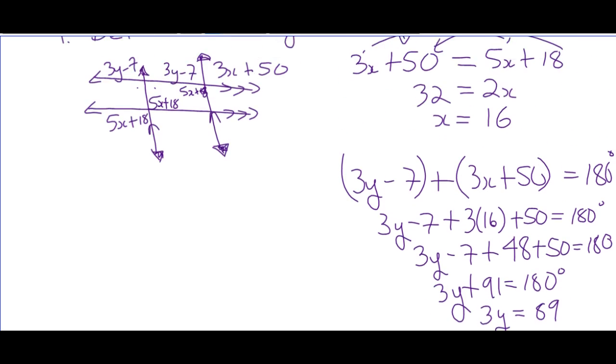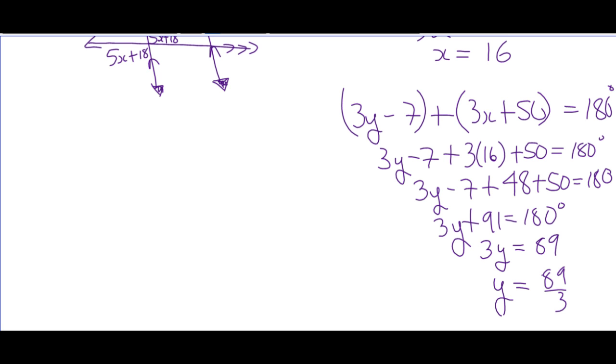Okay, so if you want to know is that right, you go back in here, put 89 over 3, the 3's cancel, get 89 minus 7. What's 89 minus 7? That's 82 plus, what did we have here? 98. 82 plus 98. 98 and 2 is 100, plus 80 is 180. That works. Okay. Ugly number, right?